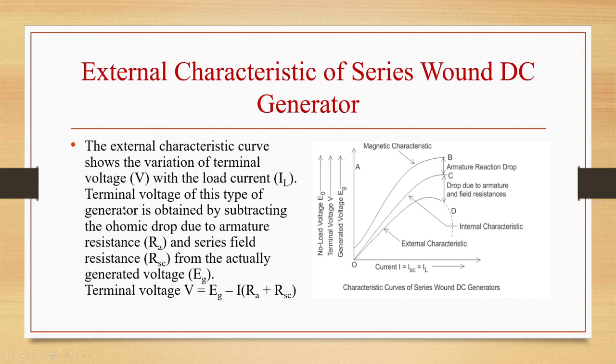The same thing is written here in the form of a sentence. The terminal voltage of this type of generator is obtained by subtracting the ohmic drop due to armature resistance and series field resistance. That ohmic drop, I into RA plus RSC, we subtract from the actually generated voltage EG. EG minus this ohmic drop gives us the terminal voltage. So we plot a curve between terminal voltage and IL to get the external characteristic curve.